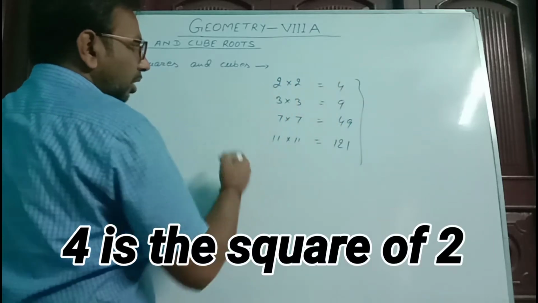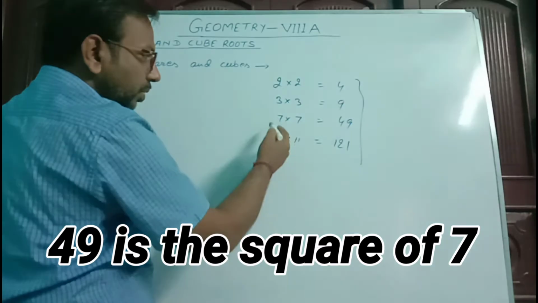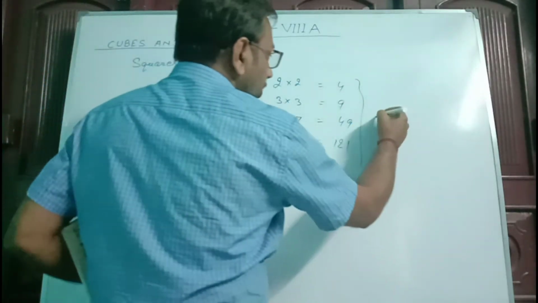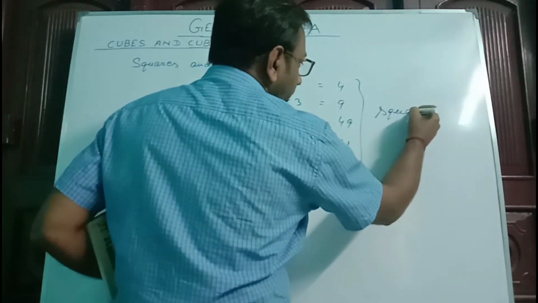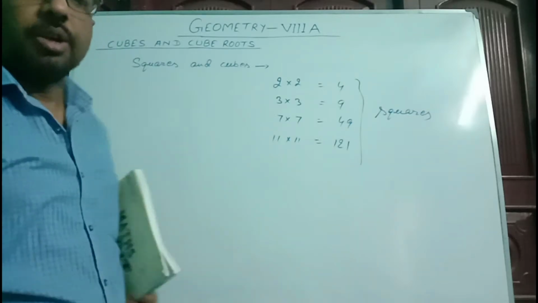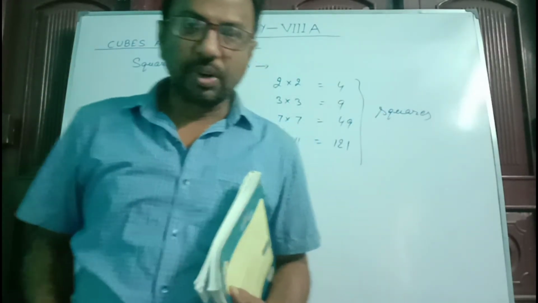4 is the square of 2, 9 is the square of 3, 49 is the square of 7, 121 is the square of 11. So these are the squares of the given numbers. Those given numbers are 2, 3, 7 and 11. To find the square, we multiply the given number twice.